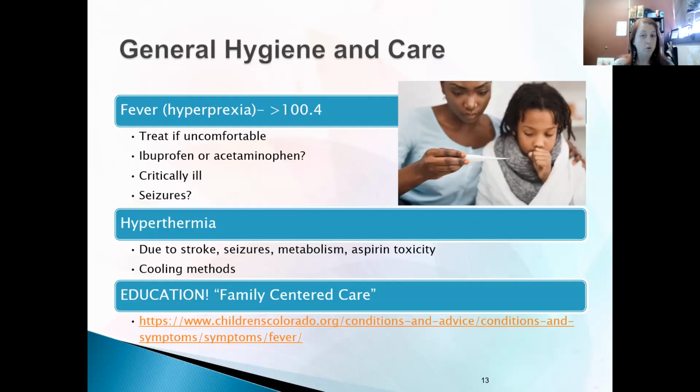But if you've got a post-operative patient with a fever, very different thing, right? So understanding the underlying cause of the fever and how to treat it is really important when it comes to medical management of fevers, especially with critically ill children.